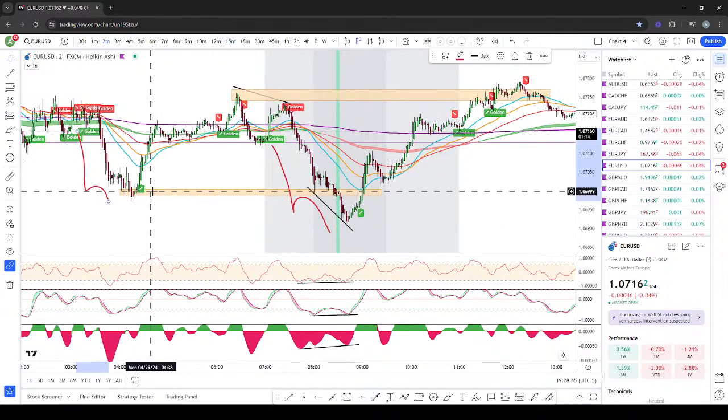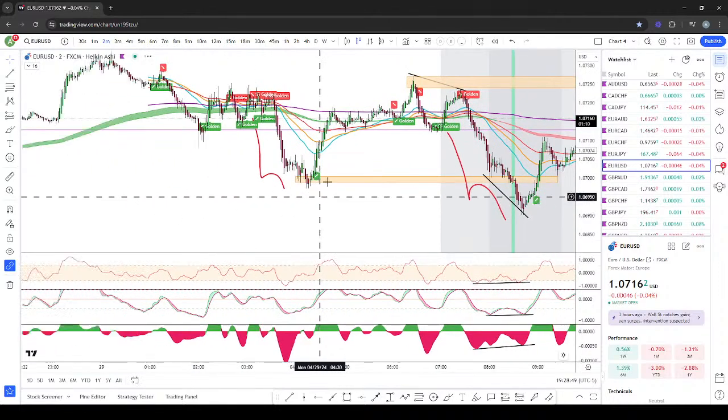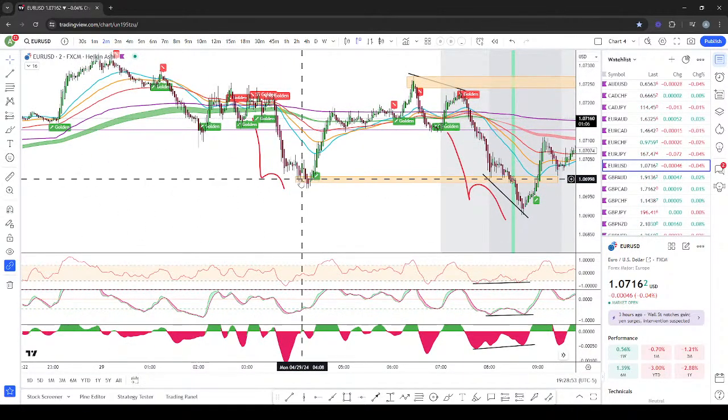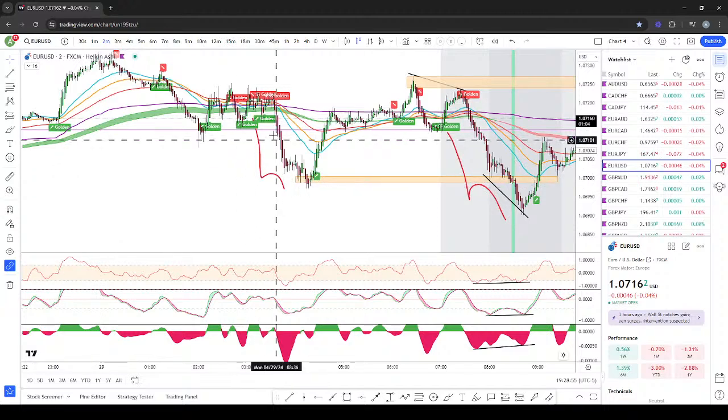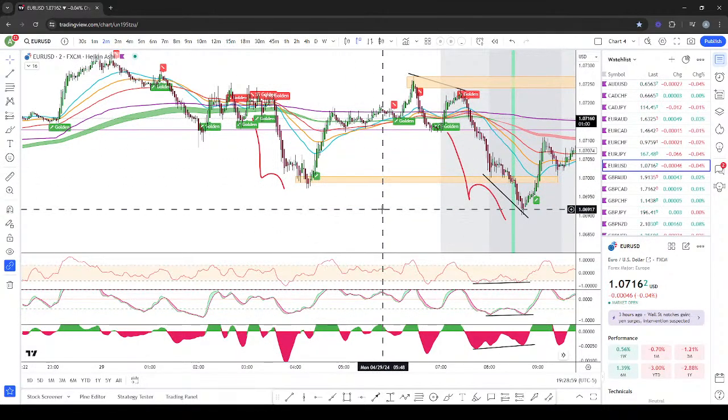You just have to be aware of where to take your entry, and always look at market structure, because these reversals do happen at market structures, and especially these bullish divergences.